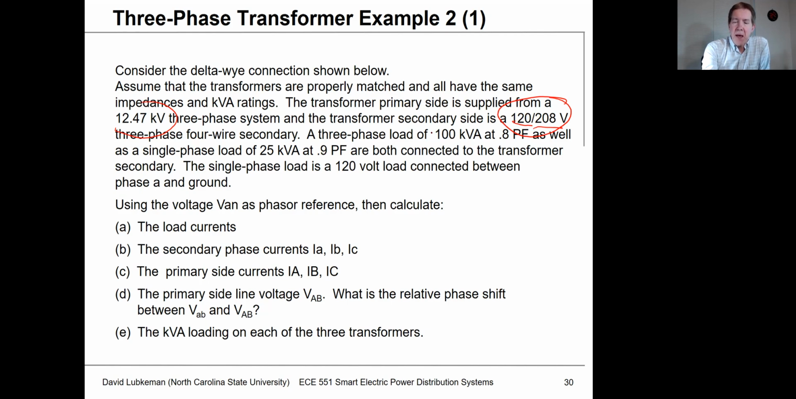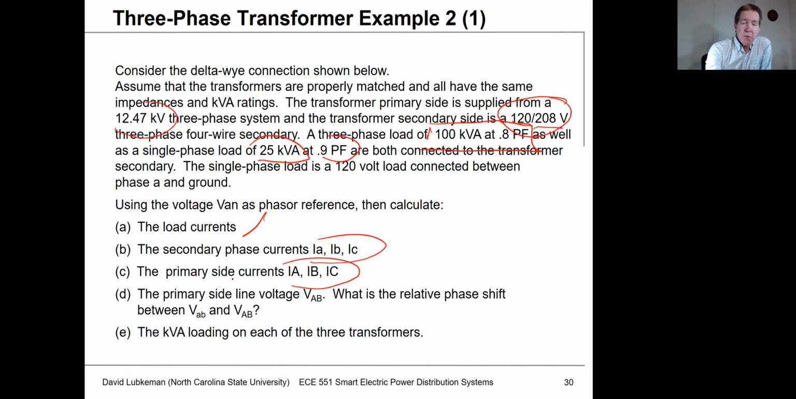We're going to hook up a 100 kVA load for three-phase. That's going to have a power factor of 0.8. And then we're going to have a single-phase load of 25 kVA, at a different power factor of 0.9. So assuming that we're operating at rated voltage on the secondary side, we're going to work backwards and figure out what we're going to have for the load currents, what's going to be the secondary side phase currents, and what's going to be the primary side phase currents.